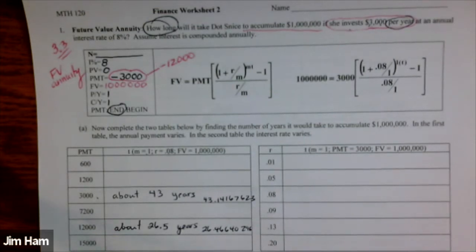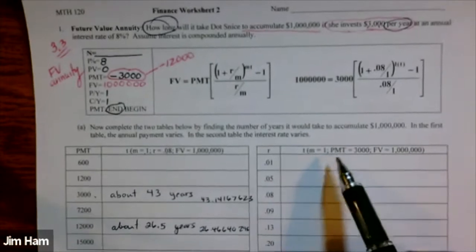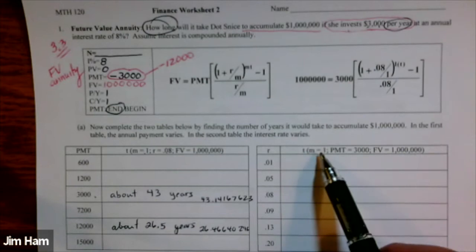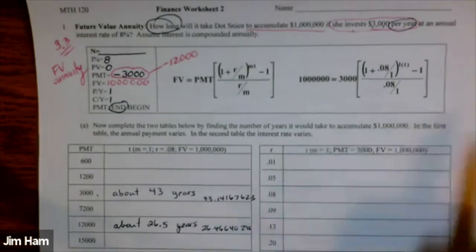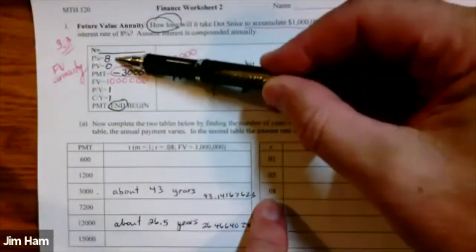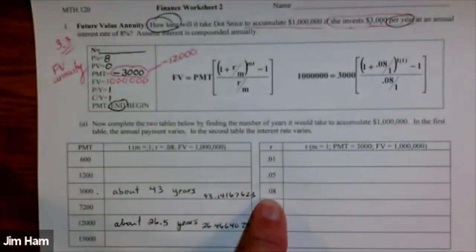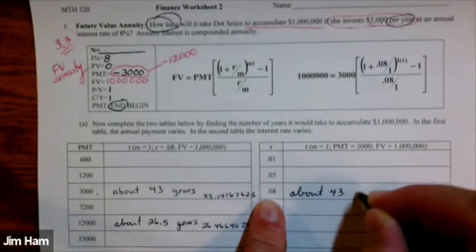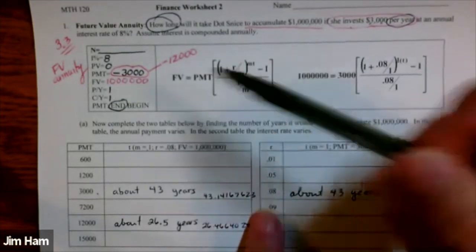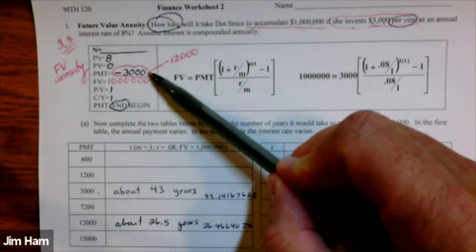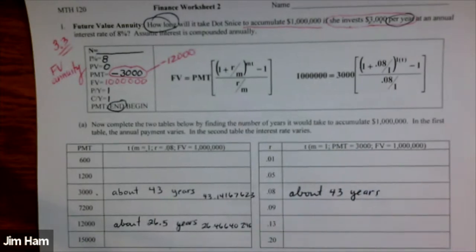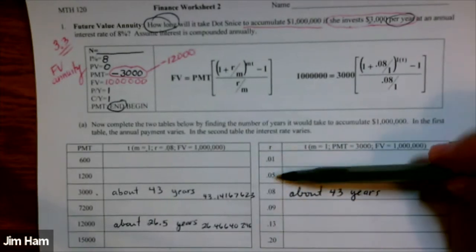Now for this one, we already have the payment of 3,000, the target value of $1 million, one payment per year. When we selected 8% up here, we had the 43 years. So that very first problem that we calculated is going to fit both here and here. In this table, however, we're changing the interest rate.